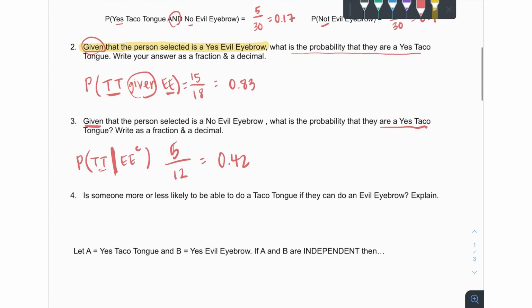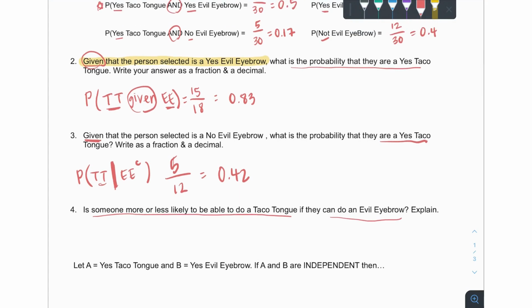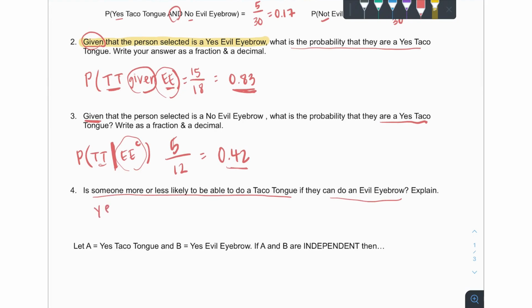And then we have this question that says, is someone more or less likely to be able to do a taco tongue if they can do an evil eyebrow? And I can see that when we were given that they could do an evil eyebrow, 83% of them could do a taco tongue. Whereas when they couldn't do an evil eyebrow, only 42% could do a taco tongue. So yes, people are more likely to be able to do a taco tongue if they could do an evil eyebrow compared to if they couldn't.